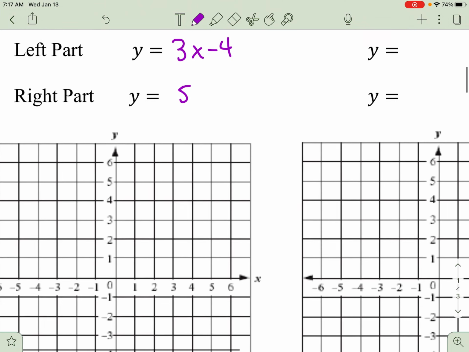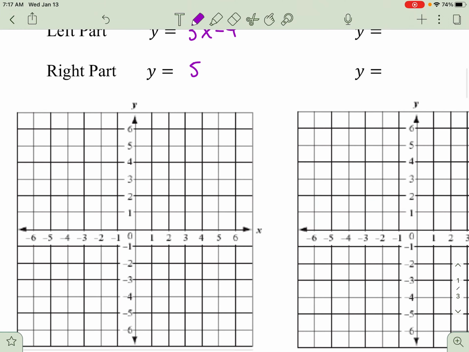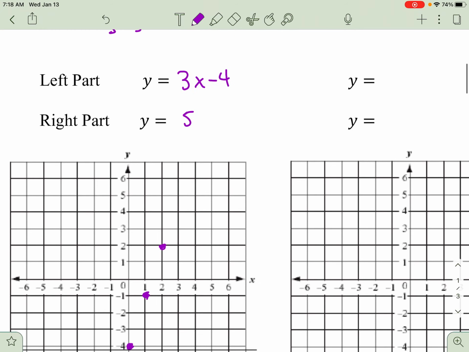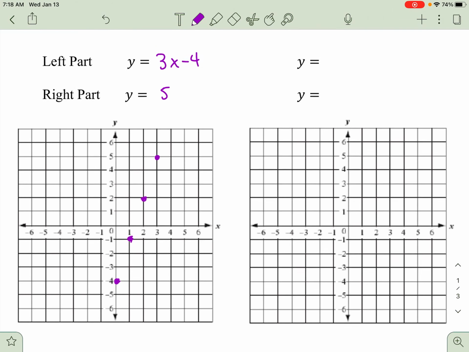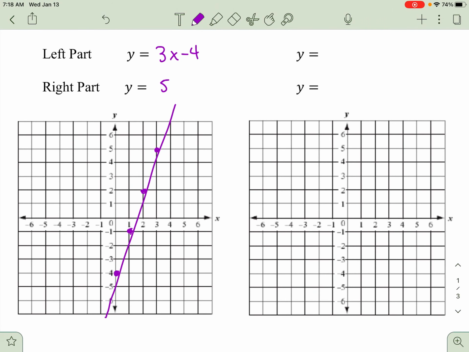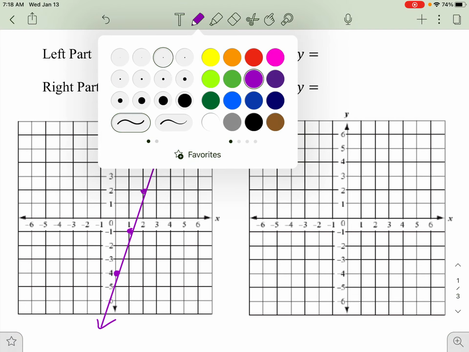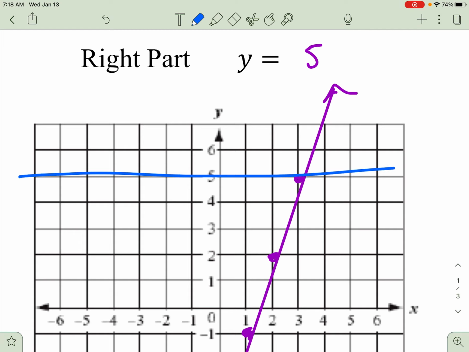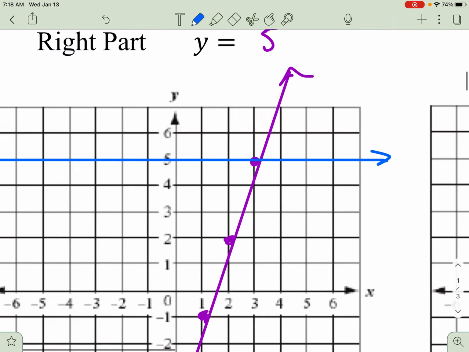All right, so now, because I've split it up, that allows me to graph. So 3x minus 4 starts at negative 4 and goes up 3 over 1, up 3 over 1, rise over run, up 3 over 1, and it continues all the way up. And then I'm going to grab this and yank it over here, and then your second one, of course, is y equals 5, which is up here on the y-axis at 5.